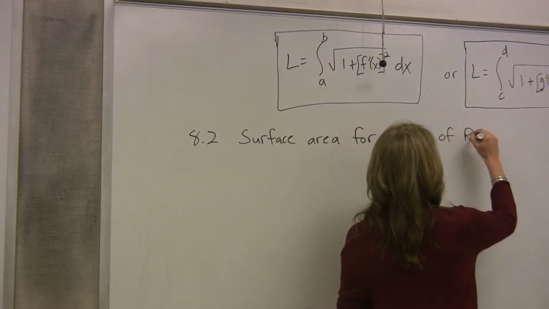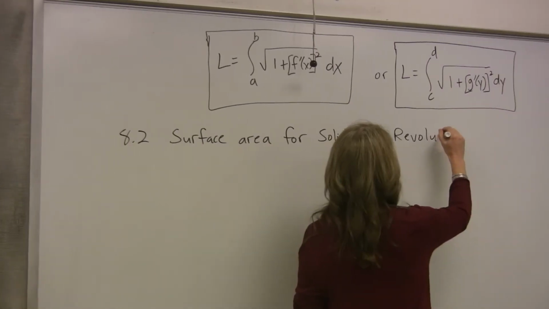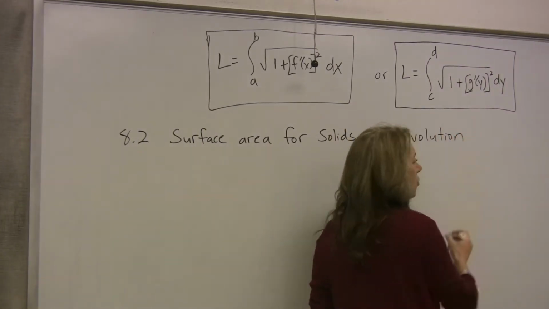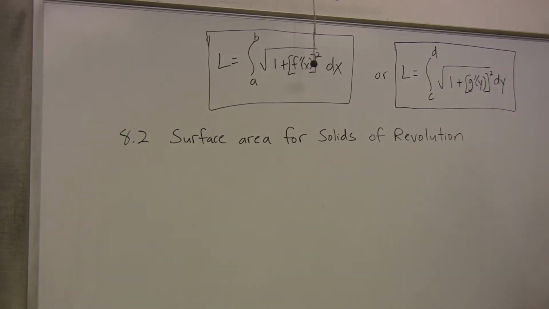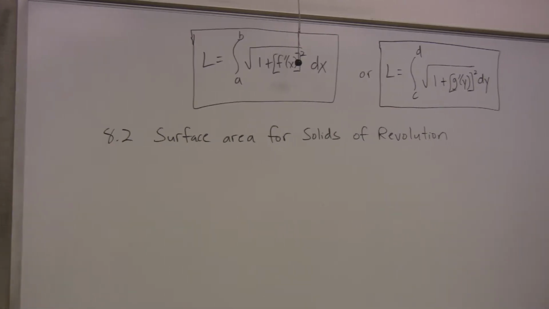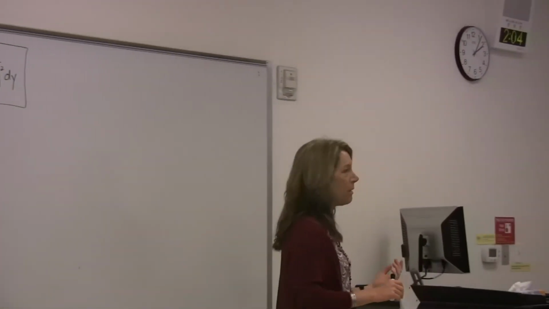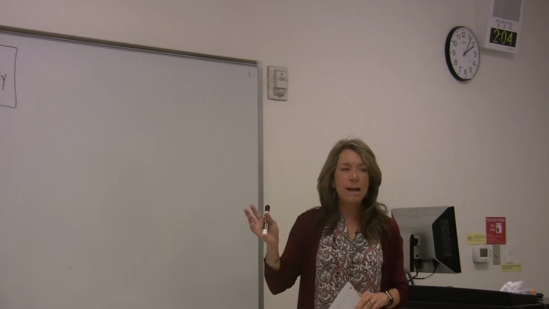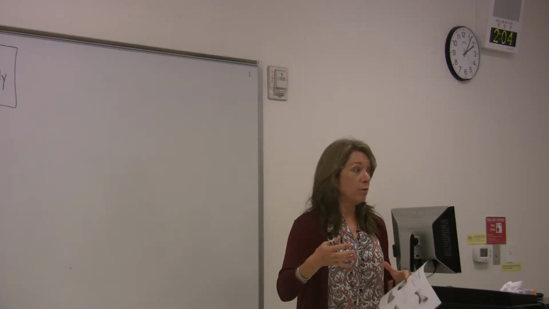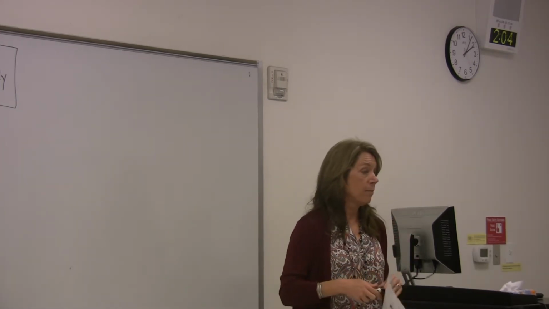I like to start this now to remind you what will be on our test coming up. We did volumes for solids of revolution, where you take some region and rotate it about an axis, or some other region and rotate it about a line. And we had the shell method, and the disk method, and the washer method, and all that. Well, now we don't want to know the volume of those, we want to know the surface area.